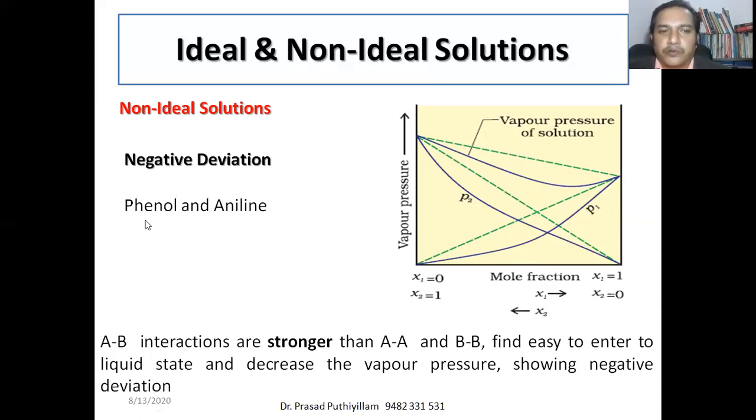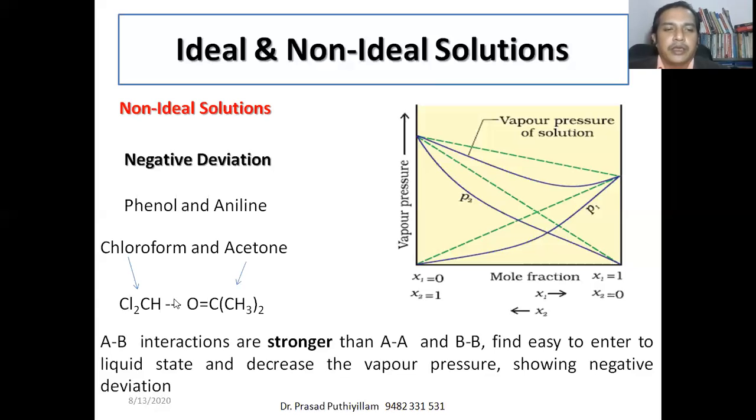Say examples: a mixture of phenol and aniline, as well as a mixture of chloroform and acetone. Why do they form? Because of chloroform and acetone, the example given here. Chloroform, that is CHCl3, and acetone, that is (CH3)2CO, (CH3)2C=O.